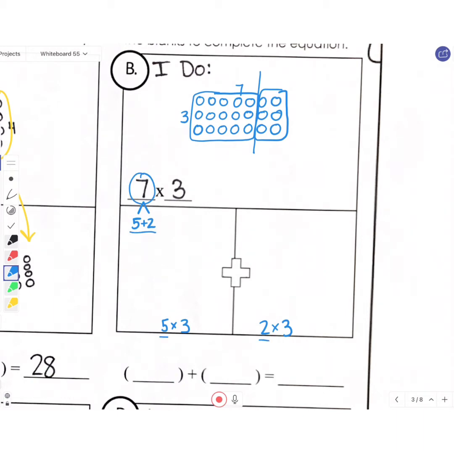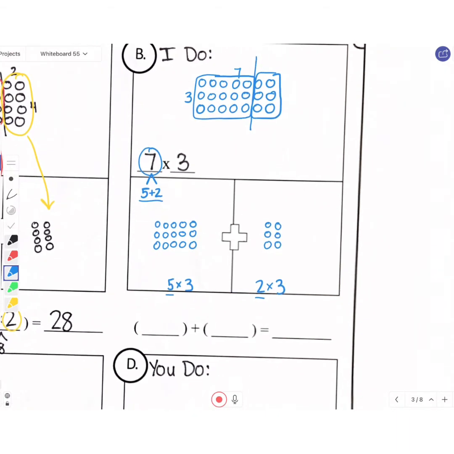So now I'm going to draw the arrays. 3 going down, 5 across. And over here, 3 going down and only 2 across. So now I have my arrays. I'm going to copy them down in the parentheses below. So 5 times 3 plus 2 times 3, so I'm copying here and here and putting it down below, equals, let's figure it out, 5 times 3 is 15, 2 times 3 is 6, and 15 plus 6 is 21. So 7 times 3 equals 21.